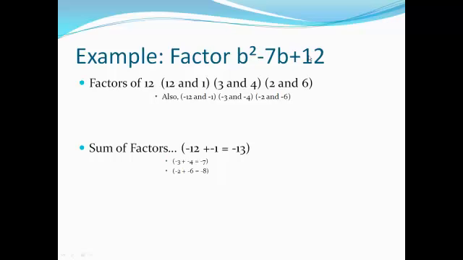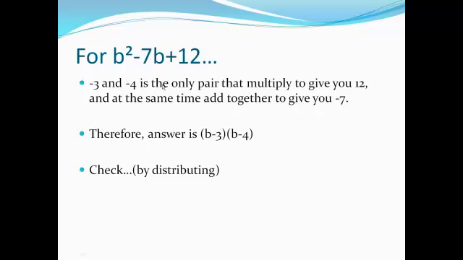So now the sums of those factors: negative 12 plus negative 1 will give me negative 13, which is not negative 7, and negative 2 plus negative 6 will give me negative 8, which is also not negative 7. However, negative 3 and negative 4 will give me negative 7 if I add them together. So negative 3 and negative 4 is the only pair that will multiply to give you 12 and at the same time add together to give you negative 7. Therefore, the answer is b minus 3 times b minus 4.